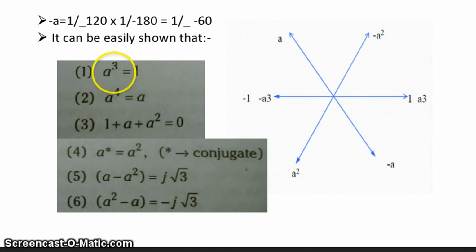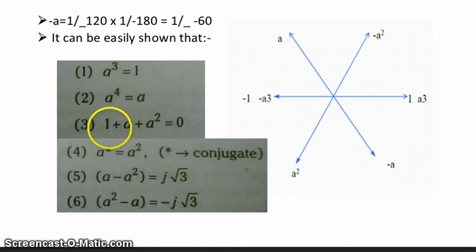There are some properties related to a, and we can show that a cube is equal to 1, right? If we multiply 120° 3 times, we get 360°, which is again equal to 1. Now a to the fourth, when we multiply again by 120° displacement, we again get a, right?